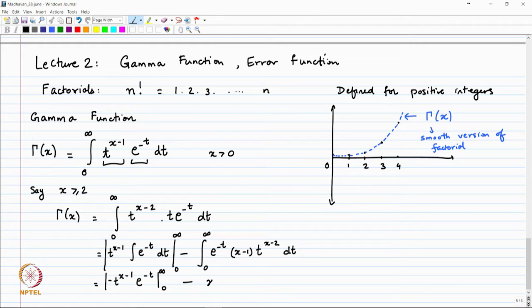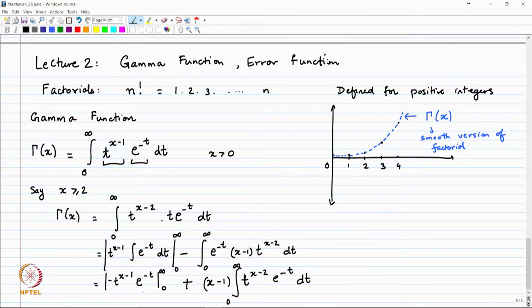Now this integral I will write as x minus 1 times t raised to x minus 2, e raised to minus t, dt. This becomes a plus sign, because the integral of e raised to minus t is minus e raised to minus t.